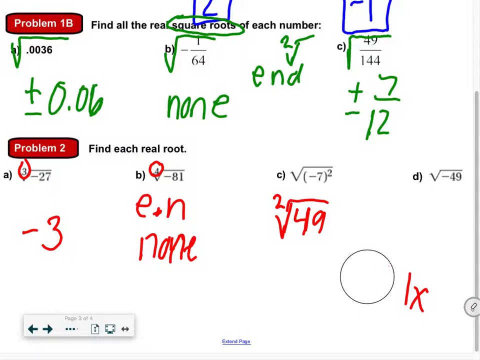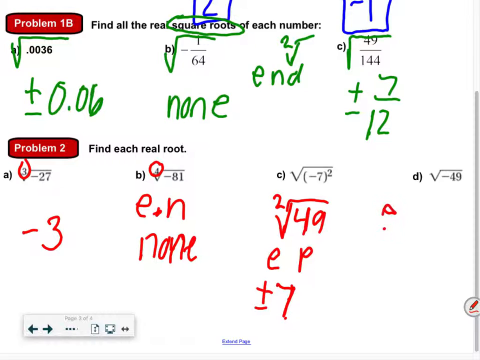Okay, even, and do I have a positive or negative? Positive. So even and positive, how many answers do I have? 2. Plus or minus, then what? 7. The next one. No solution. Negative 7, no solution. What do we think? It is even and negative, so we got none. No solution.